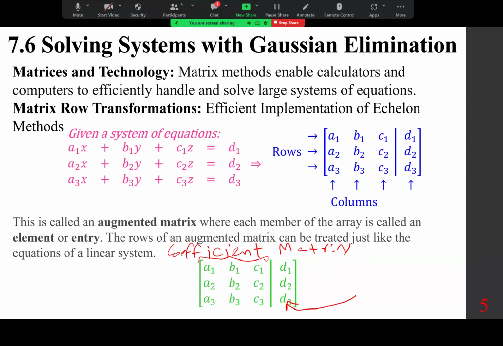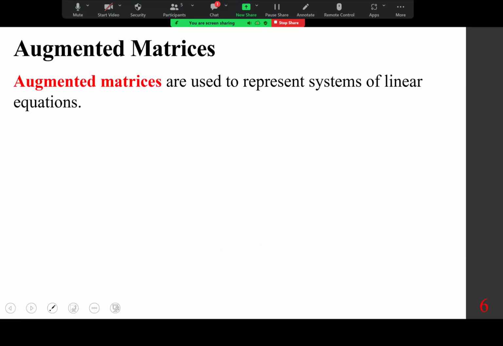And this one is called the constant matrix. Because we are putting the two together, it's called an augmented matrix. Augmented matrices are used to represent systems of linear equations.